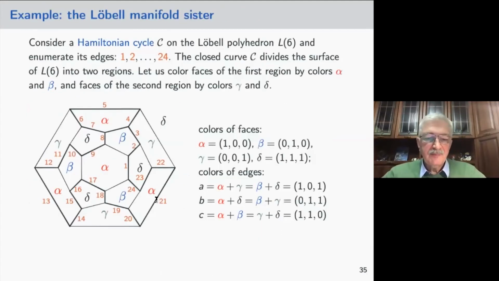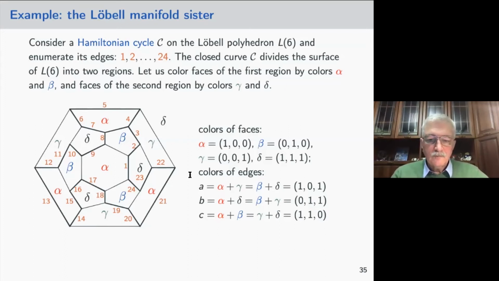So let's consider the same polyhedron as Löbell, but consider another coloring. So we have a polyhedron with 14 faces, and we just consider a Hamiltonian cycle with the edges of this cycle numbered by numbers from 1 to 24, these orange numbers numerate the Hamiltonian cycle. So the Hamiltonian cycle splits the surface of our polyhedron into parts, so we can use two colors for each part, so alpha and beta colors for one part, and gamma and delta colors for another part.